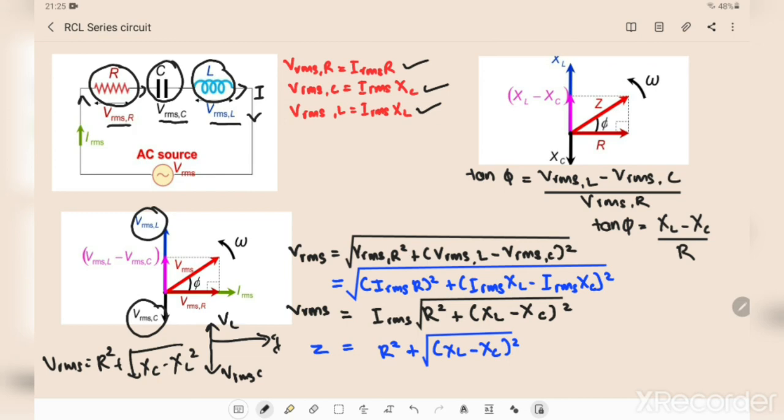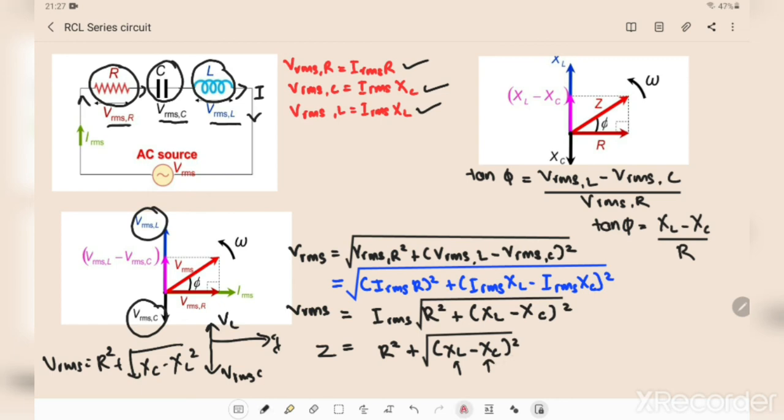For this example, we have the Vrms across the resistor greater, or longer, than the Vrms across the capacitor. So the impedance for this phasor diagram is Z equal to the surd of R square plus XL minus XC square. And this is the impedance for the case where XL is longer than XC.